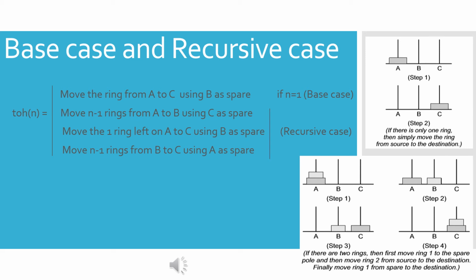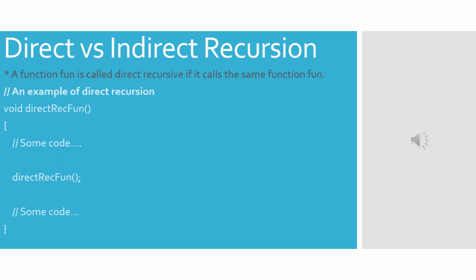There are two rings. So the first one, which is placed at the topmost, can be moved from A to B. Now the largest disk, which is in A, can be moved from A to C. Then the disk on B can be moved from B to C. So in this way we have moved all the disks from source to destination by following the rules of the Tower of Hanoi. Now let us see direct and indirect recursion one by one.